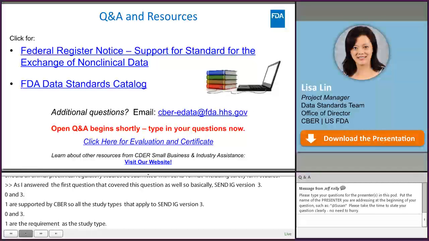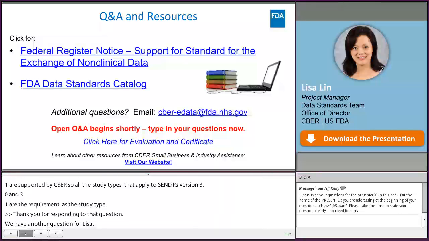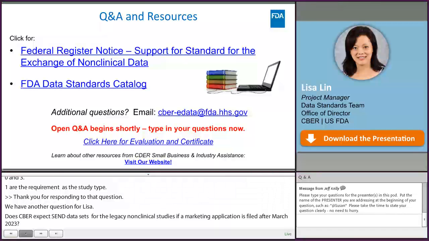Does CBER expect SEND datasets for legacy non-clinical studies if a marketing application is filed after March 2023? So the requirement applies to the study start date. As long as the study started before March 15, 2023, you don't have to submit SEND format, but we still strongly recommend that you submit SEND data to the agency if you can, because as Nabil presented in his presentation, it really helps the reviewers to review the application with data.